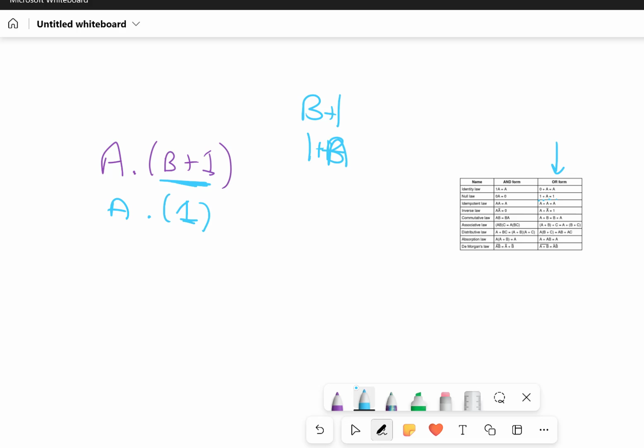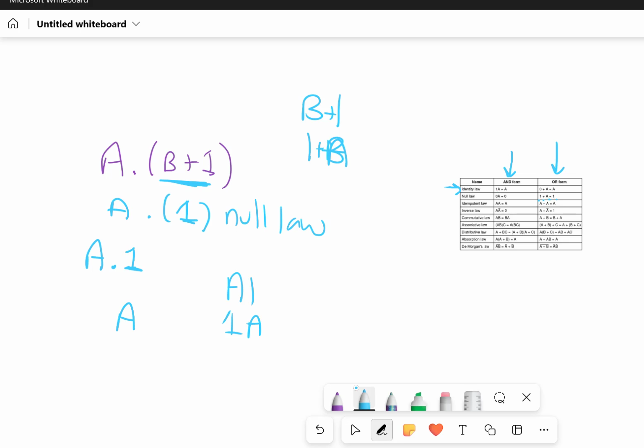That's my step 1. I've used no law to get it to there. But now what? We've now got A and 1. So what would be A and 1? So I'm now going to go to the AND column. Do we have anything which is A1 or 1A? Yes, I do. Identity law. 1A or A1 equals A.